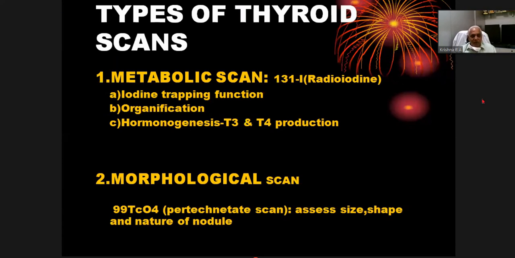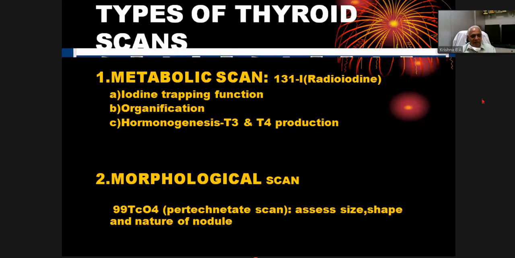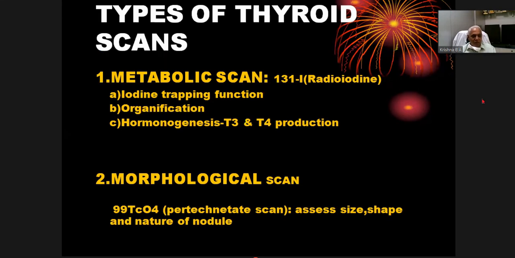So an isotope of the iodine molecule, radioiodine 131, is used, and hence we call it a metabolic scan. The picture that I get from the scan is telling us nothing but iodine distribution in the thyroid gland: the iodine trapping by the thyrocyte, the organification of that into hormone, and hormonogenesis. Hence we call it a metabolic scan.